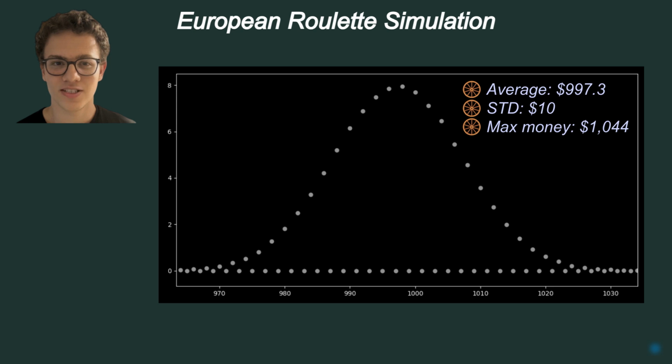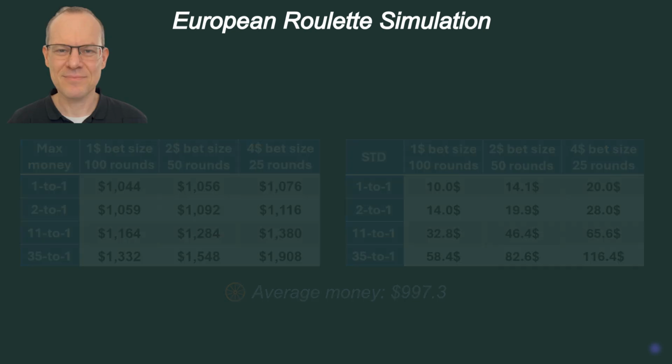$997.3, exactly matching the analytical calculation of $1,000 minus the expected loss of 2.7% per round over 100 rounds. The standard deviation was $10. The maximum money reached in the simulation was $1,044.